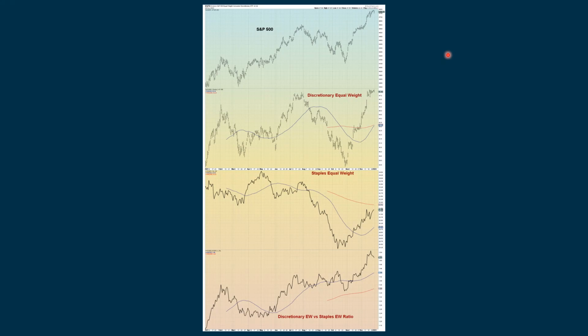Well, when the economy is doing better, discretionary tends to do well. When the economy is under pressure, staples tend to perform better. And then on the bottom, we take a ratio between the two. And this is showing that discretionary had been outperforming the staples sector, but lately we've been seeing some weakness here. So it's still positive, and we still like this, but to see this coming down, we want to see this turn around and go back up for it to turn more positive.